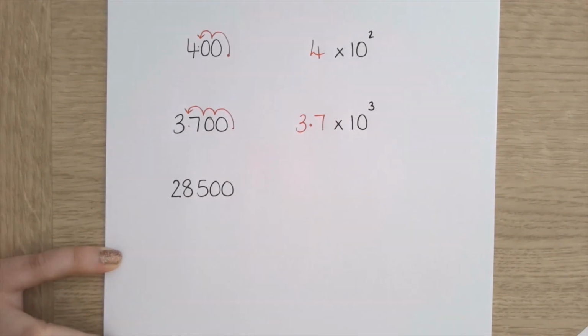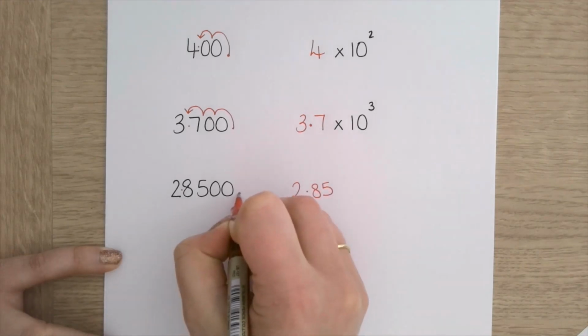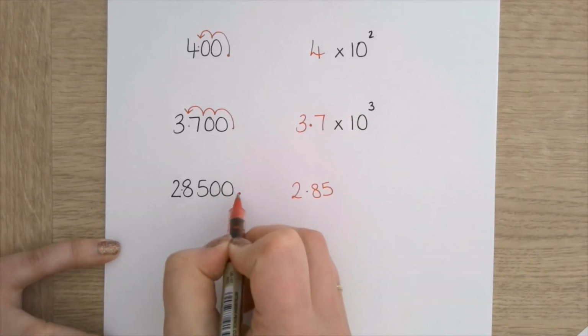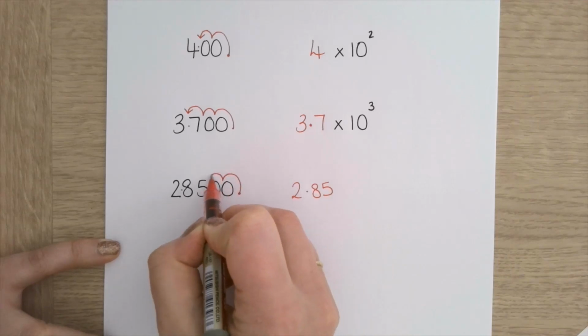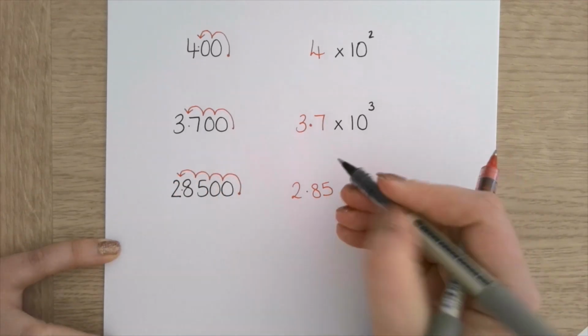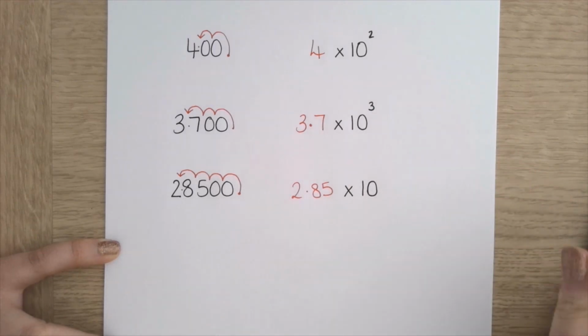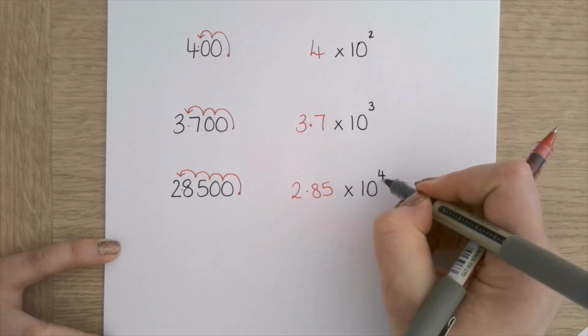28,500. I'm going to want to make my decimal point here to make it 2.85. The decimal point in the number is actually here, so I'm going to jump 1, 2, 3, 4 times, so it's 2.85 times 10 to the power of 4.